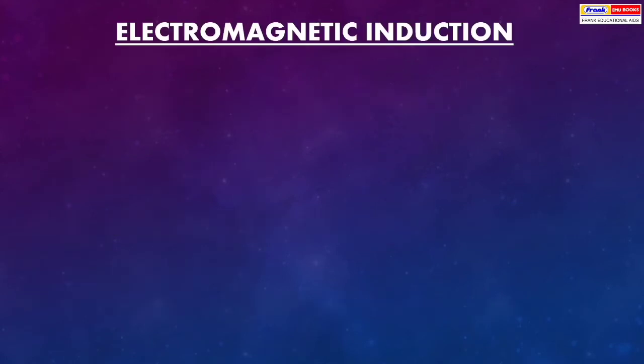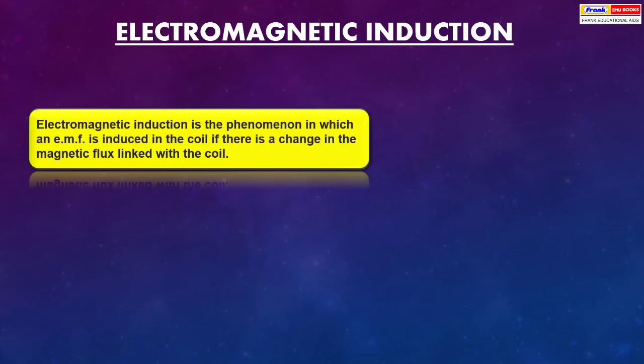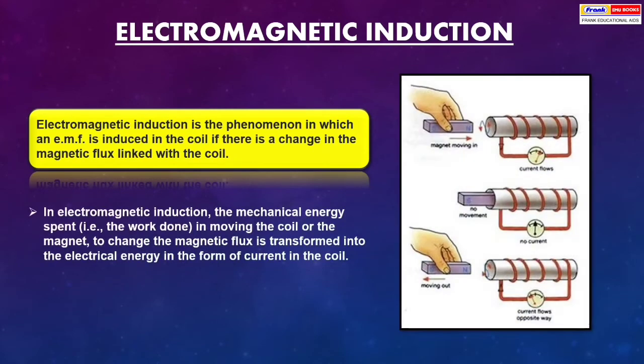Electromagnetic induction. Electromagnetic induction is a phenomenon in which an EMF is induced in the coil if there is a change in the magnetic flux linked with the coil. In electromagnetic induction, the mechanical energy spent, that is the work done in moving the coil or the magnet to change the magnetic flux, is transformed into the electrical energy in the form of current in the coil.